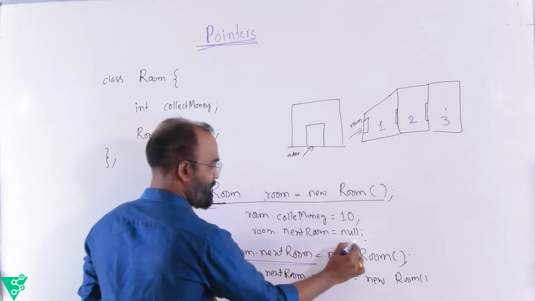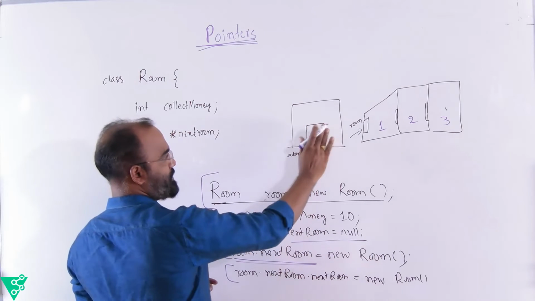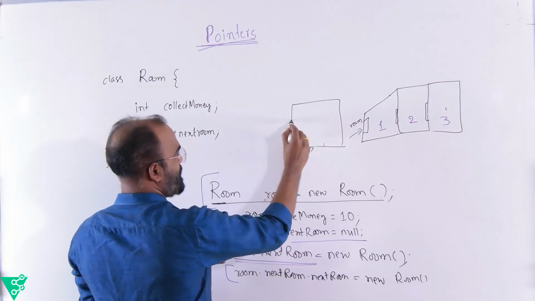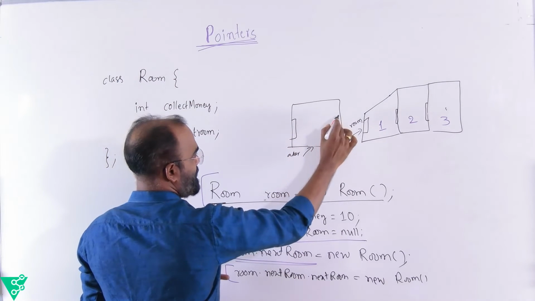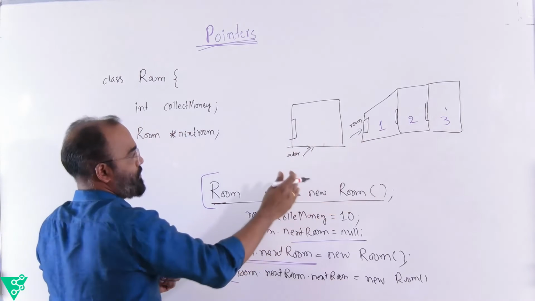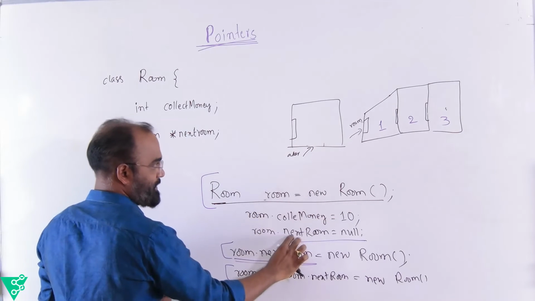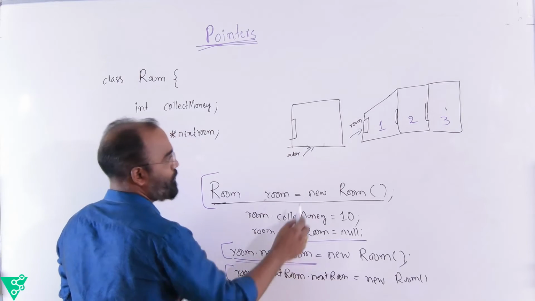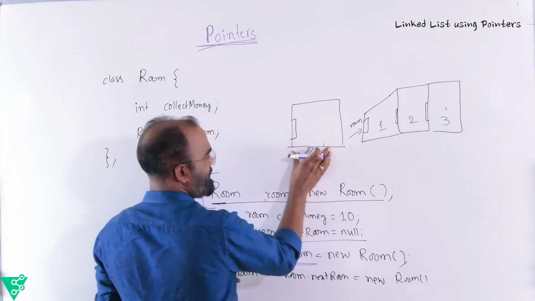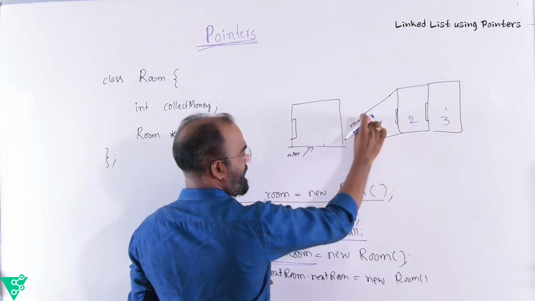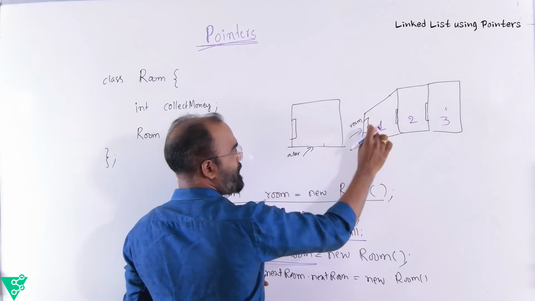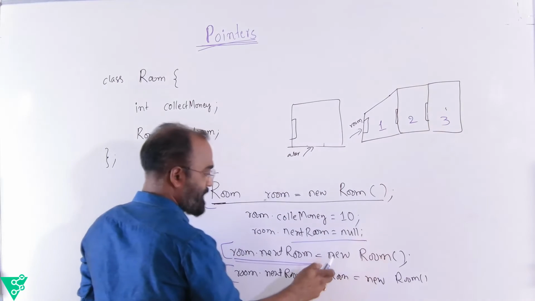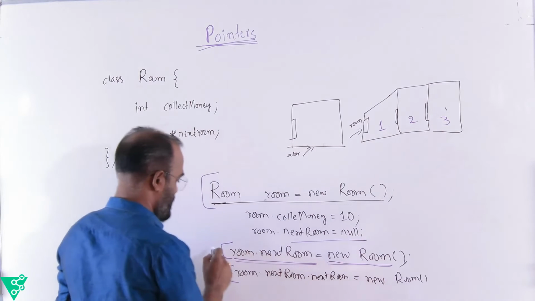First one, initially when we built it, it has no other door. Let me draw it here for easy reference. So the door is here, and here it is null. Null is no door, no next door. This is what you initially built. Then you changed it later. You said room dot next room. So now we are representing this. This is the beginning, the entry to the room. Room dot next room, you want to assign something, you want to create something. So you created the second one.